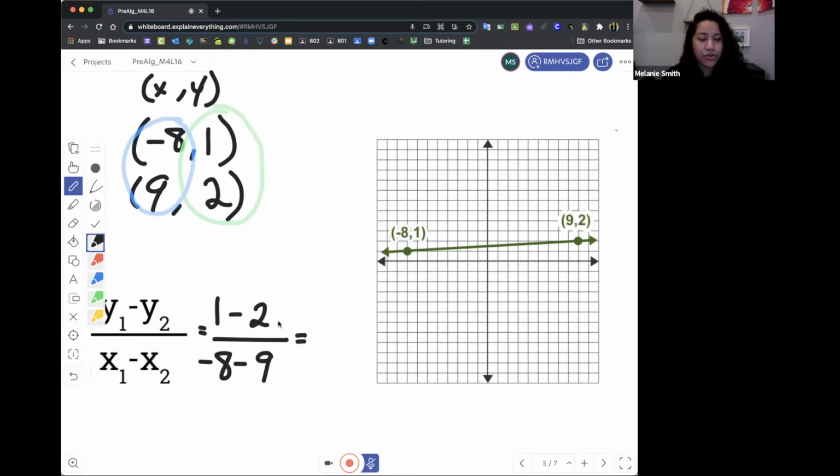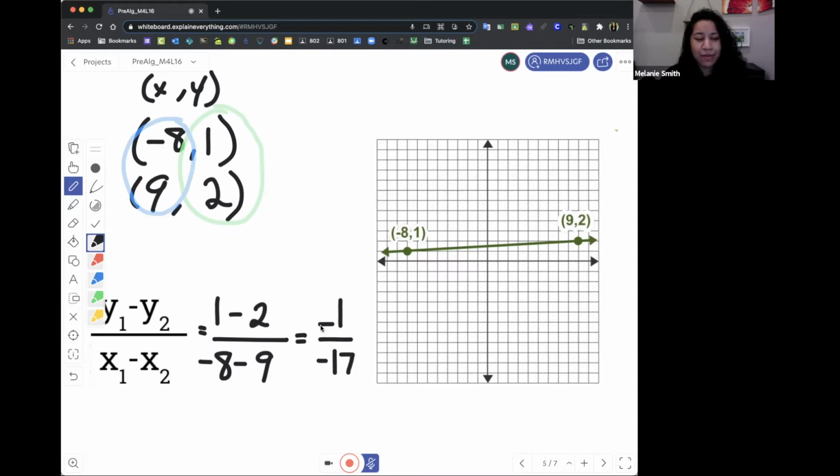1 minus 2, you might think you can't do it, but you can. 1 minus 2 is -1. And then -8 minus 9. If I'm at -8 and then I go back 9, I'm at -17. So my slope is -1 over -17.